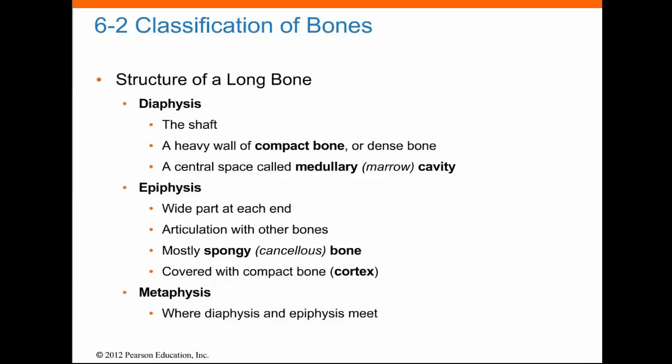At either end of the diaphysis we have what is called the epiphysis, which is the widening part of the long bone, and this articulates with other bones. It's mostly made of spongy bone, which is why it is prone to injury, because it can compress down, and then it is covered with compact bone. The line between the diaphysis and the epiphysis is called the metaphysis.